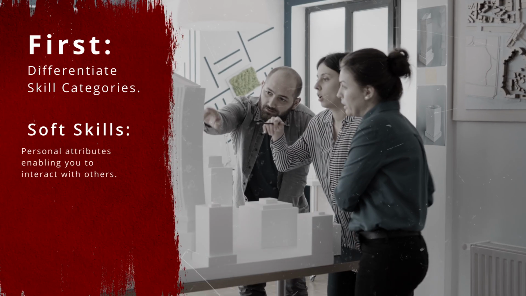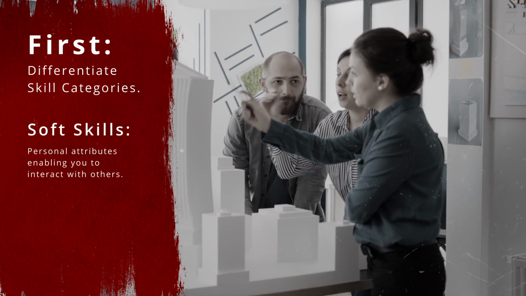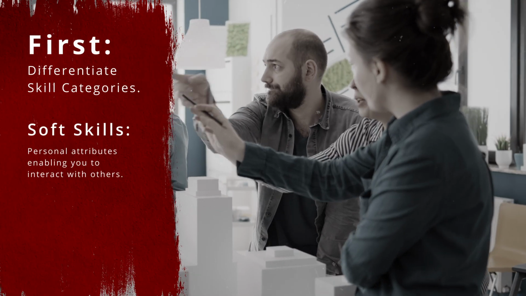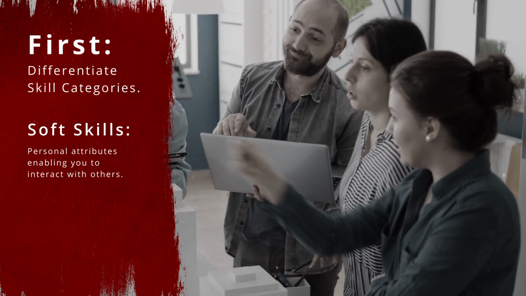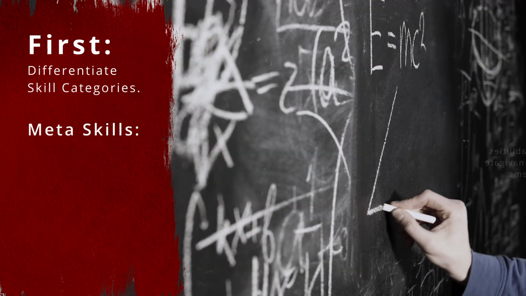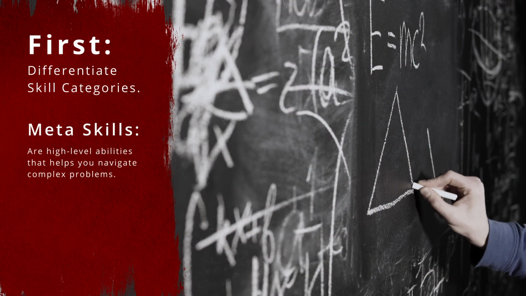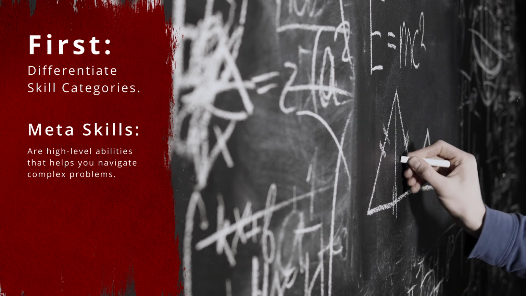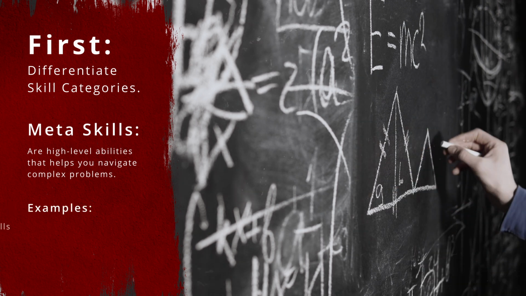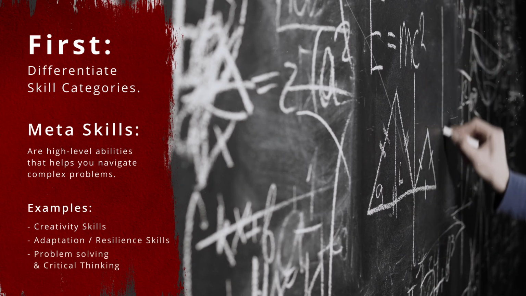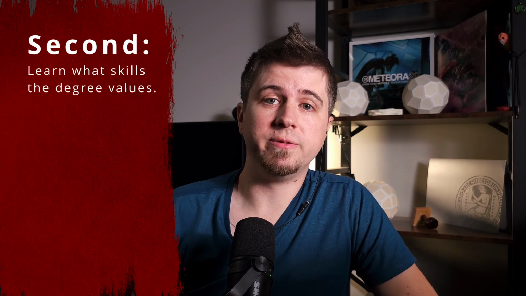Soft skills are personal attributes enabling you to interact with others. It's transferable to different jobs and industries, and it's learning with others. You wouldn't be able to work on those skills alone. For example, communication, teamwork, and leadership. Meta skills are high-level abilities that help you navigate complex problems. They are timeless and foundational abilities. It's learning to learn. For example, with the help of creativity, adaptation and resilience, problem solving and critical thinking, or continuous learning.